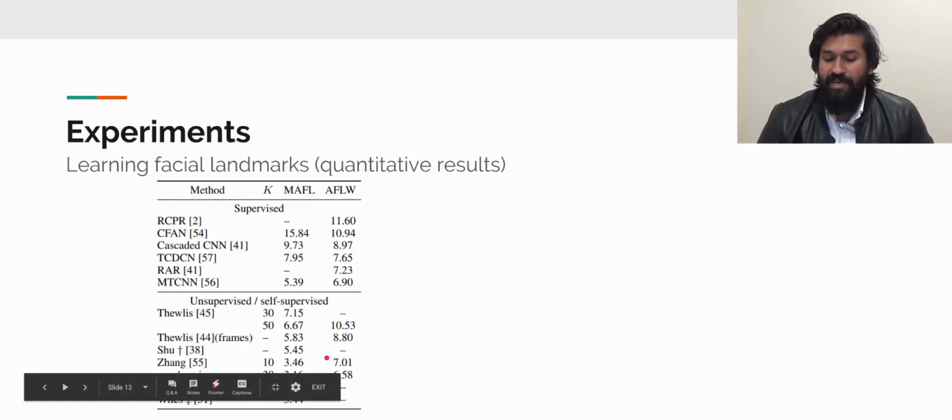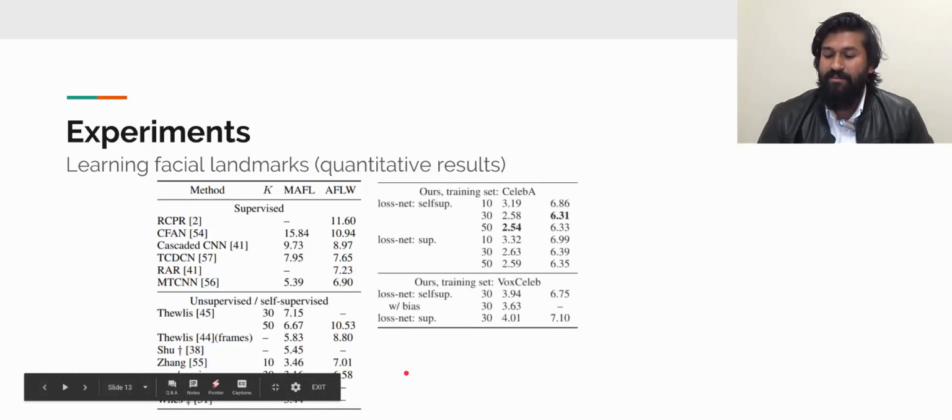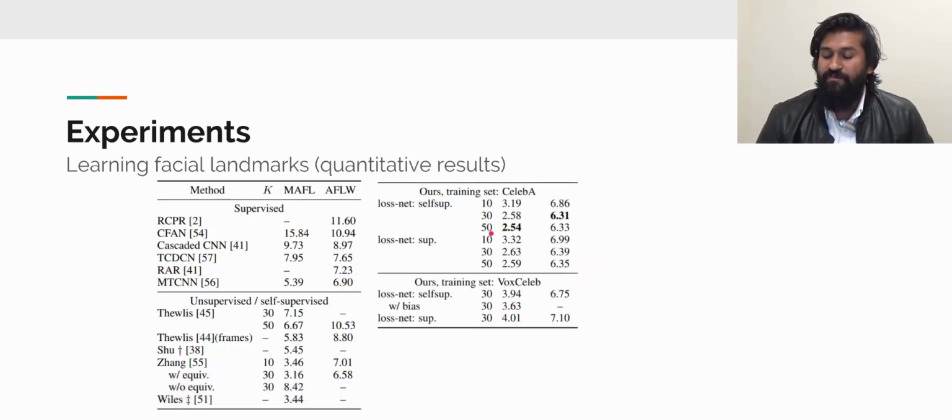And the state of the art here is 3.16, and for AFLW it's 6.58, and these guys have achieved 2.54 with 50 key points and 6.31 in the AFLW dataset. So they have significantly surpassed the state of the art result.